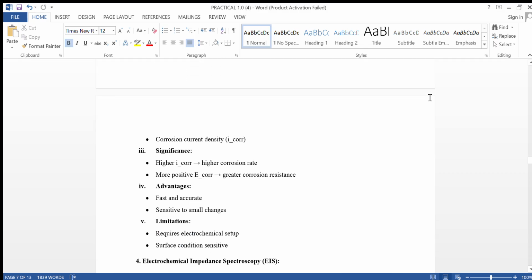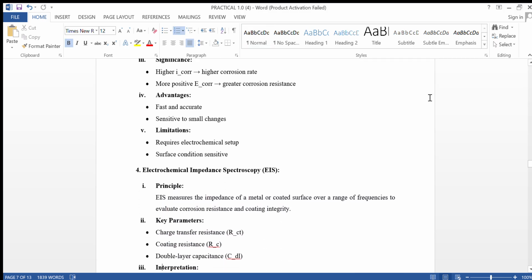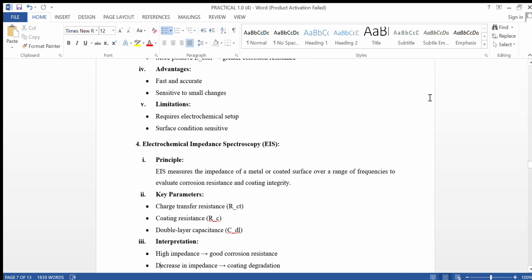Advantages: fast and accurate, sensitive to small changes. Its limitations are that it requires an electrochemical setup and is surface condition sensitive. Next is electrochemical impedance spectroscopy, which we discussed. Principle: EIS measures the impedance of a metal or coated surface over a range of frequencies to evaluate corrosion resistance and coating integrity. Parameters are charge transfer resistance R_CT, coating resistance R_C, and double layer capacitance C_DL.